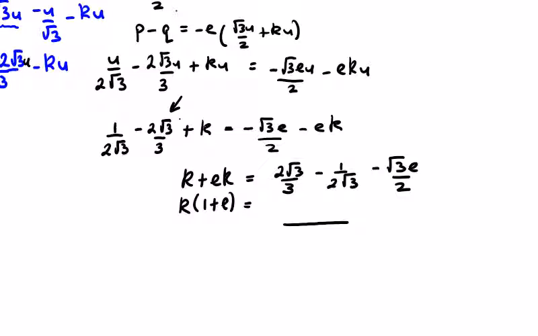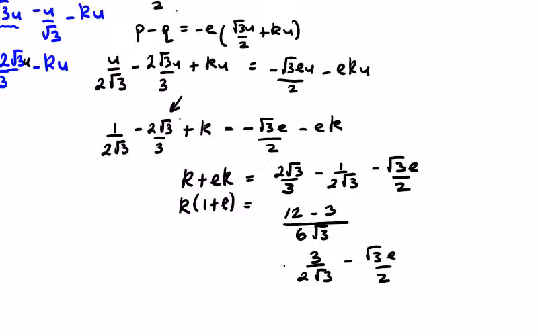So on the bottom we're going to get 3 times 2 root 3, which is 6 root 3. And on top we're going to get 2 root 3 by 2 root 3, which is 2, 4, 3s are 12. Minus 1 times 3 is 3, so it's going to be 9 over 6 root 3, or 3 over 2 root 3. And we have minus root 3e over 2.